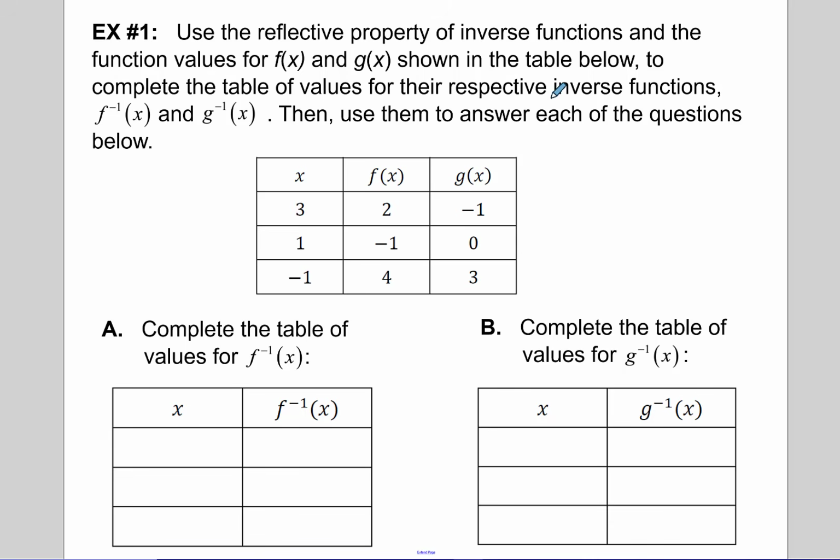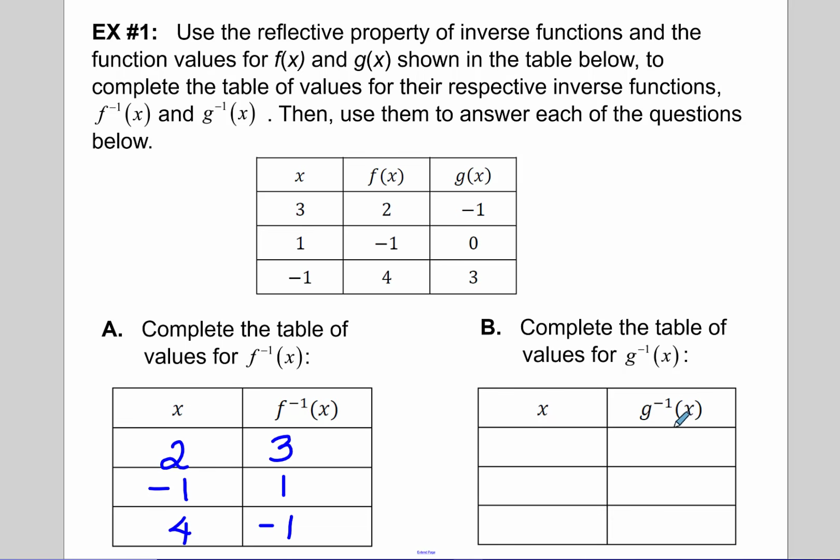So in our first example, we're going to use that reflective property on these two functions f and g. We're going to look at the table of some values and complete the table of values for the inverse. If the function f has the ordered pair (3, 2), then we know the inverse has the ordered pair (2, 3). And for our next point, (1, -1), the inverse would have (-1, 1). Just to refresh our memory about what inverse functions look like.